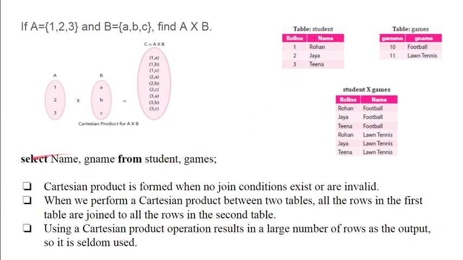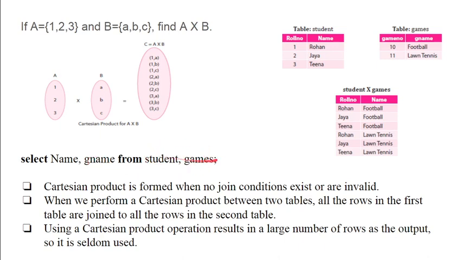So let us see the example of a Cartesian product. Select name, gname from student, games. Cartesian product is done like this. That is, we have to select both the tables. Select name, gname from student, which is the first table, and games is the second table. So we have to specify both the tables for a Cartesian product.